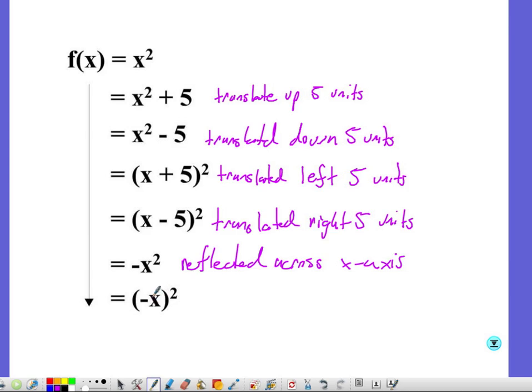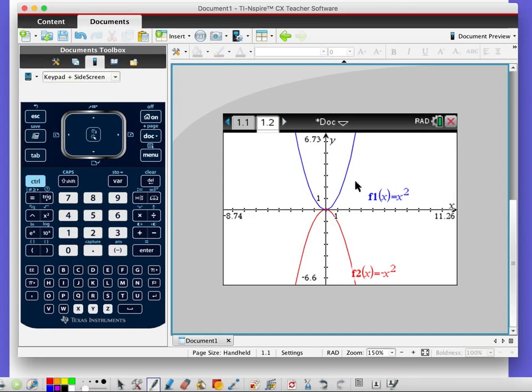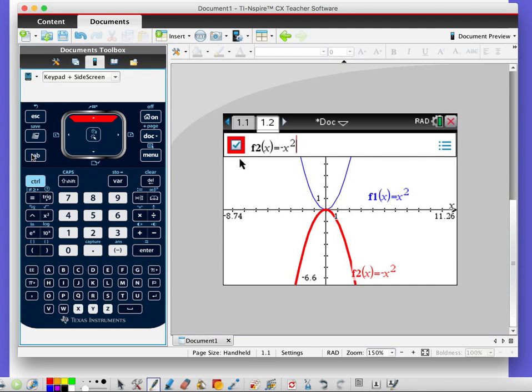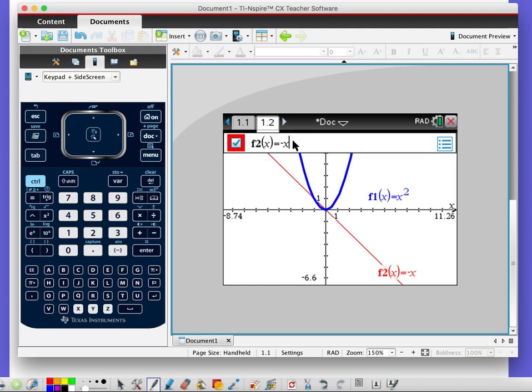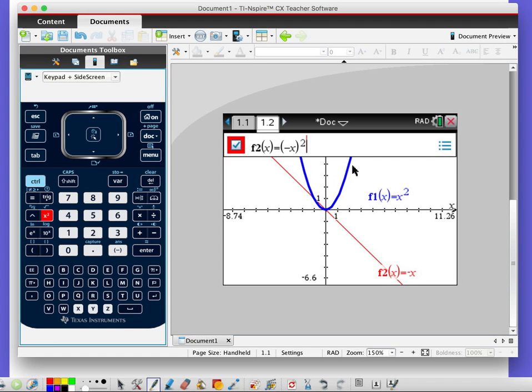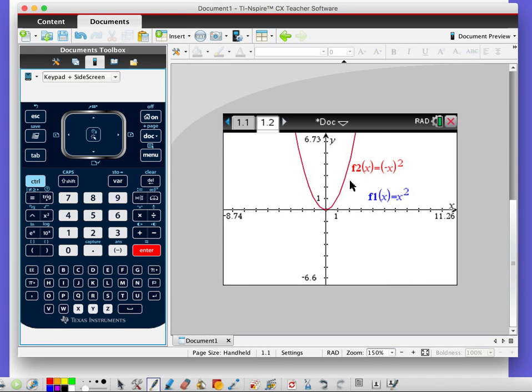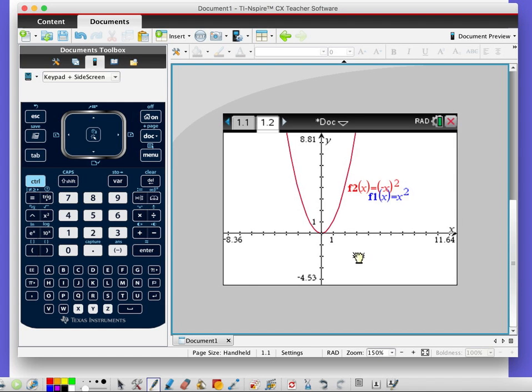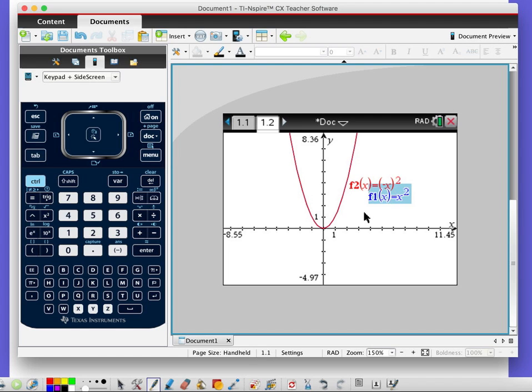And finally we have negative x squared, where the negative is inside of the parentheses. Let's go ahead and graph that. So all we have to do here is put a set of parentheses, negative x inside the parentheses, close parentheses, and then you want to square it on the outside. Alright, let's see what happens when we press enter. What's going on here? Here's our original function. Did the graph change at all?